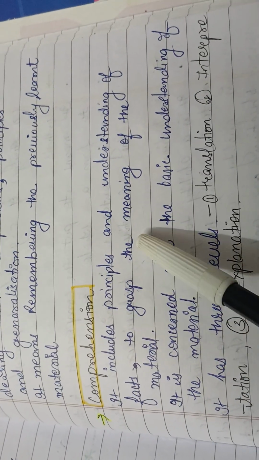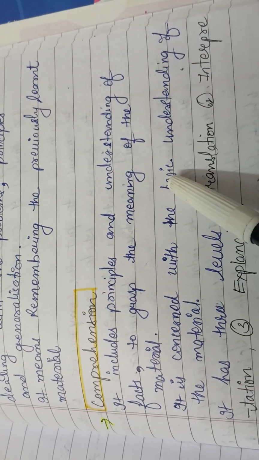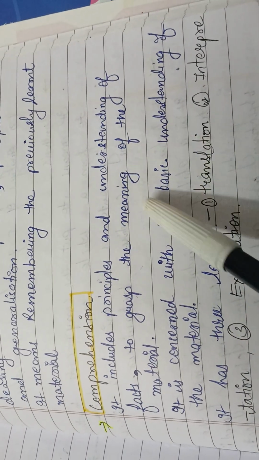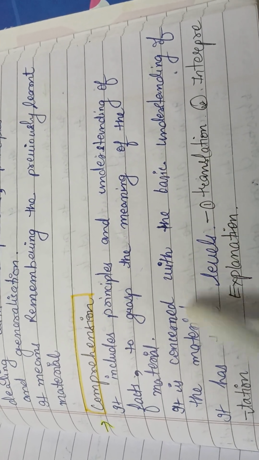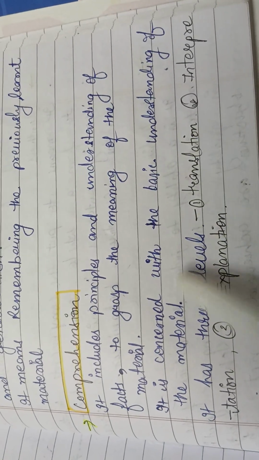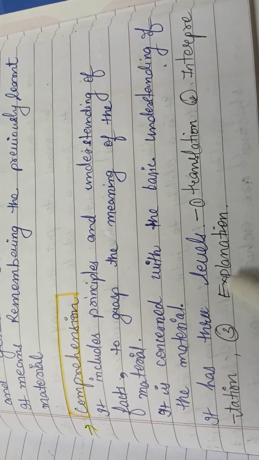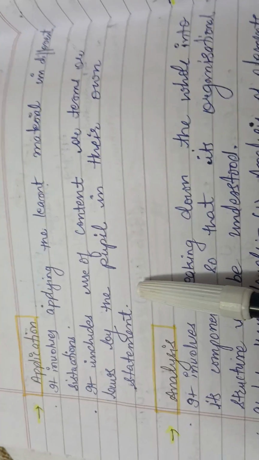Comprehension includes the principles and understanding of the facts and grasping the meaning of the material. So the knowledge he gains, he will try to understand, and try to learn that material and retain it in the brain. It is concerned with the basic understanding of the materials. It has three levels: translation, interpretation and explanation.